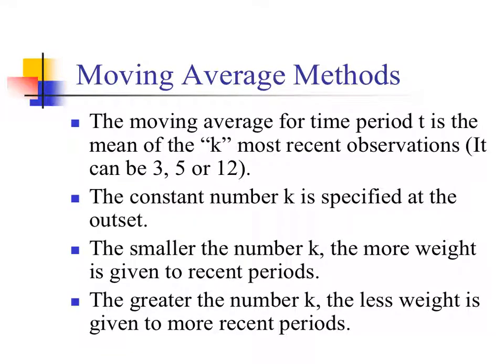The moving average for time period t is the mean of the k most recent observations. So k can be 3, 5, or 12, or any other number. The constant number k is specified at the outset. Let's say we are talking about moving average 3, MA3.